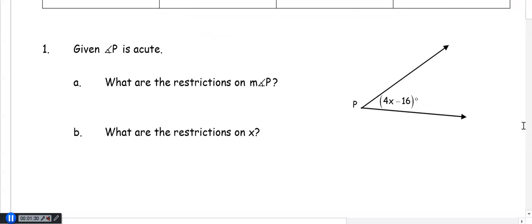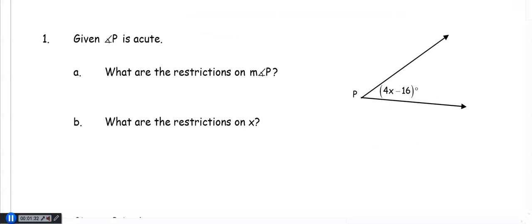So in number one, given angle P, what are the restrictions on the measure of angle P? So because angle P is acute, that means it has to be between 0 and 90. So we would have 0 is less than the measure of angle P, which is less than 90 degrees. What are the restrictions on x? So we are going to take our angle here, 4x minus 16, and substitute in for the measure of angle P so that we can solve for x.